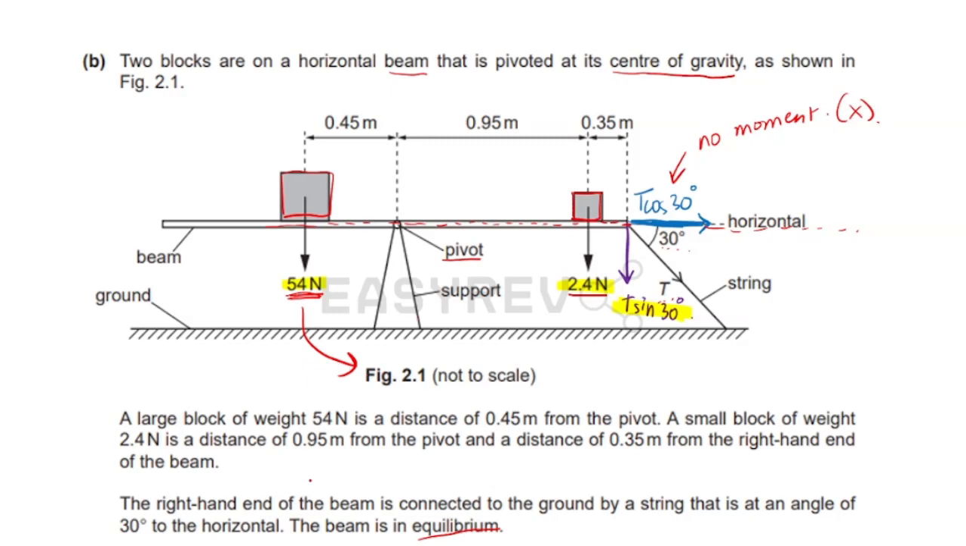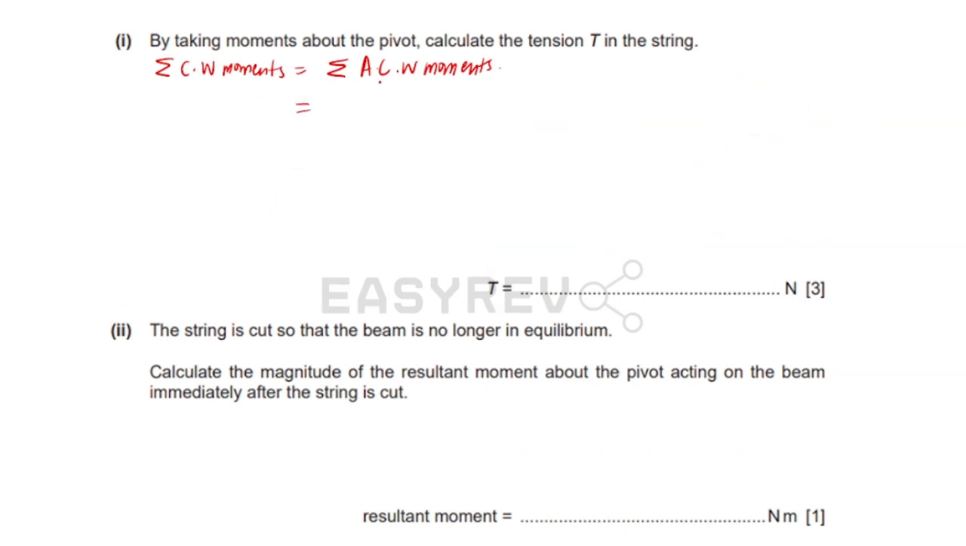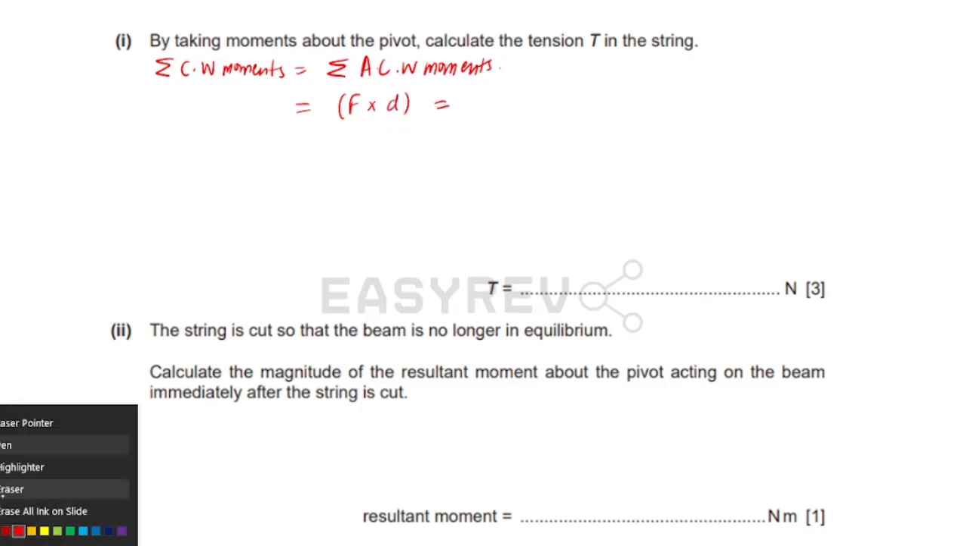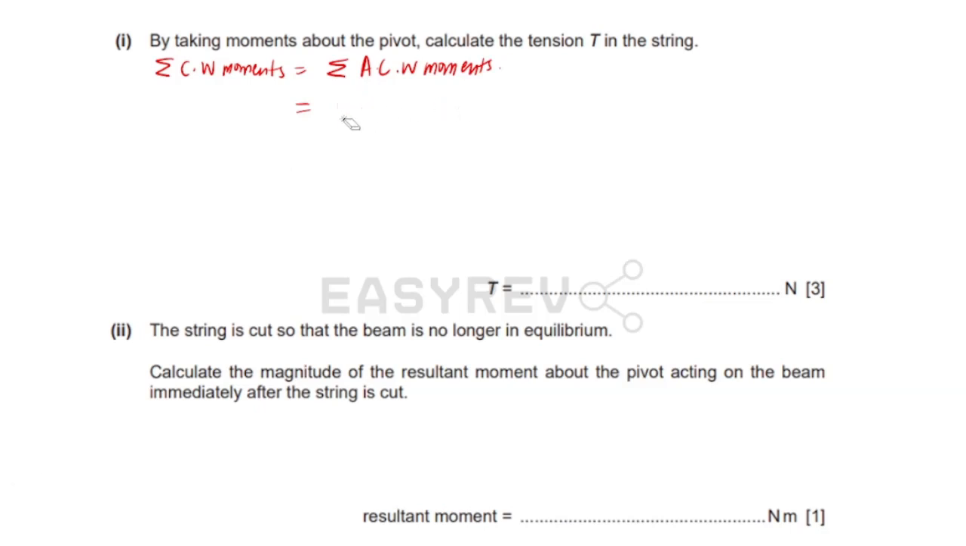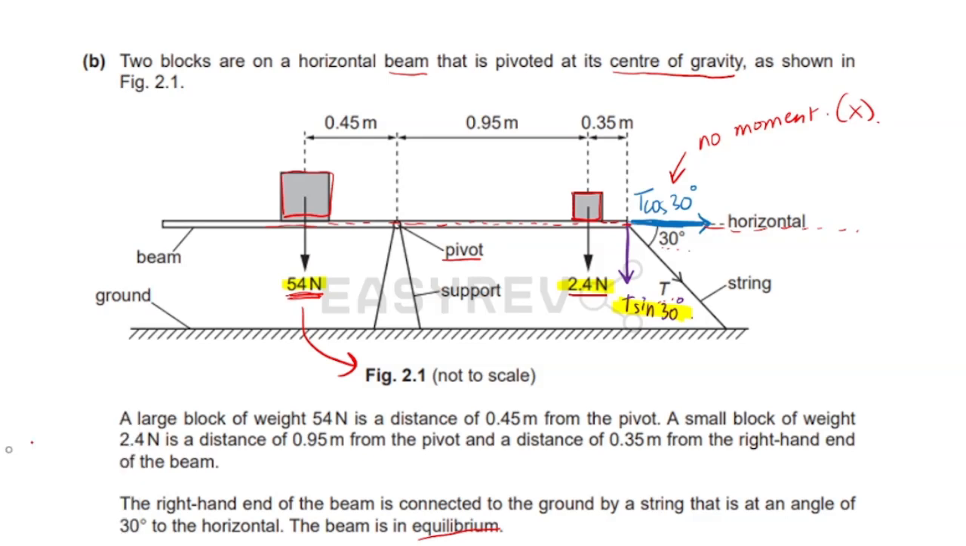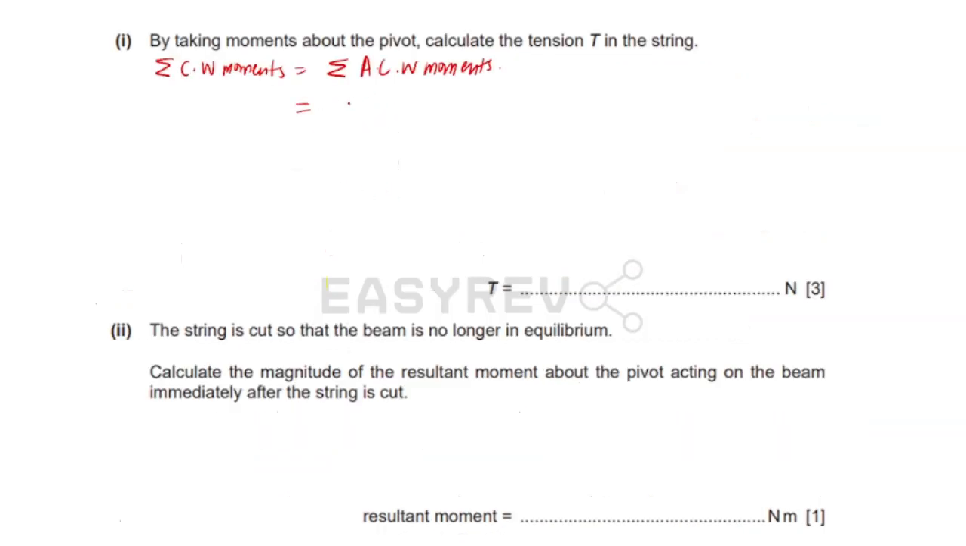So we can easily calculate its moment in the next slide. Under the title of anti-clockwise moment, that would just be force times perpendicular distance. In fact, let's keep it simple and first recognize what the force and perpendicular distance is on this diagram. The force is of course 54 newtons and the perpendicular distance between the pivot and the force is 0.45 meters. So it's just a matter of doing 54 times 0.45 meters and we should get 24.3 Newton meters.